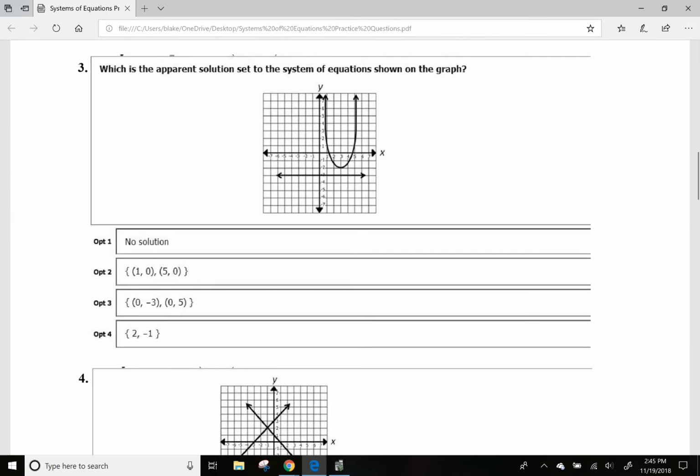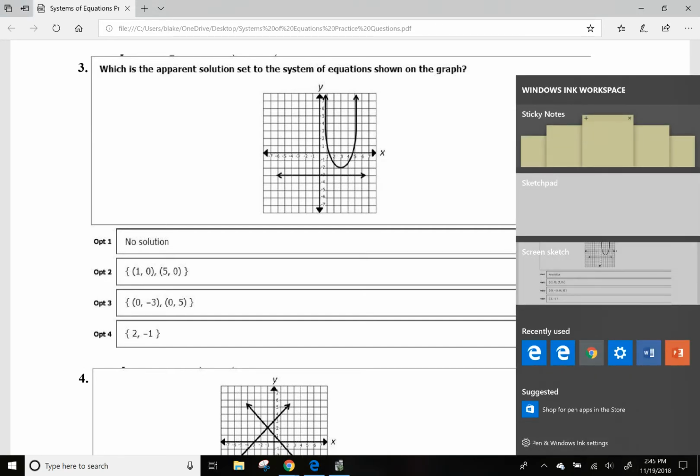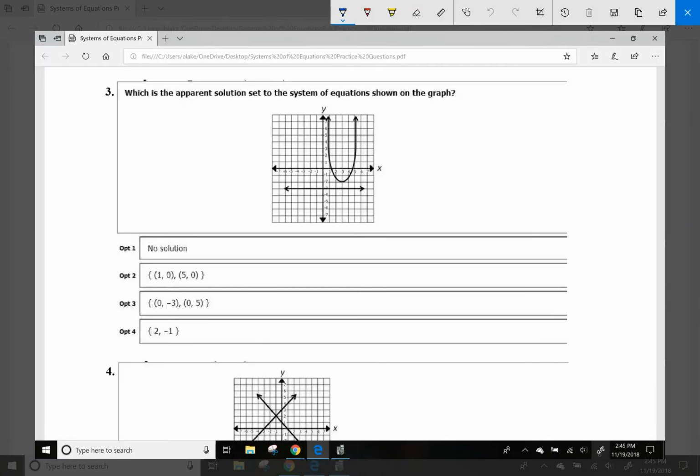Number 3: which is the apparent solution set to the system of equations? So again, it's asking for the answer, not how many there are like the last question. It's asking for the solutions. Where do these two functions intersect? And it's sort of a trick question, but not really. You have one function here in this parabola shape, and the other one, of course, in this line. And the answer is where they intersect. I'm not trying to fool you. You can tell that they don't intersect. They don't touch each other. They don't cross. So because of that, there's no solution to that system.